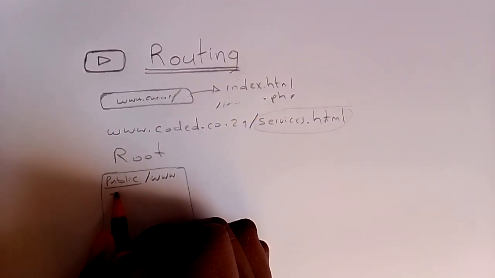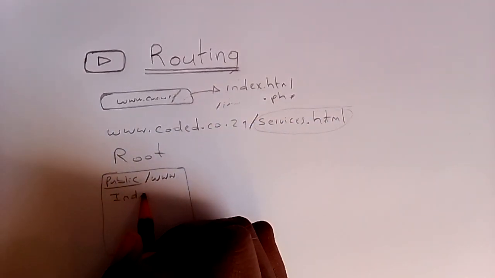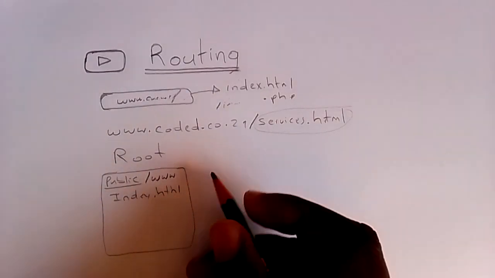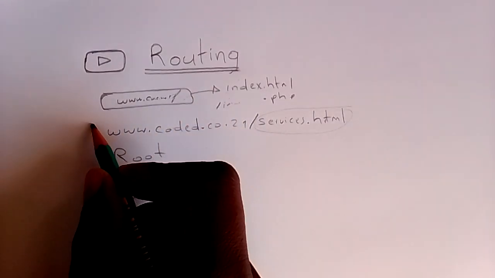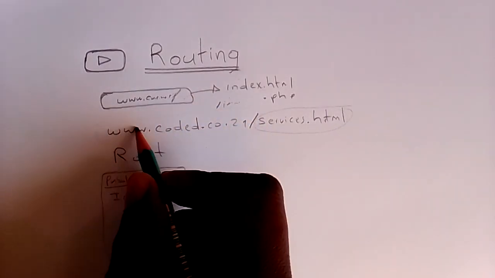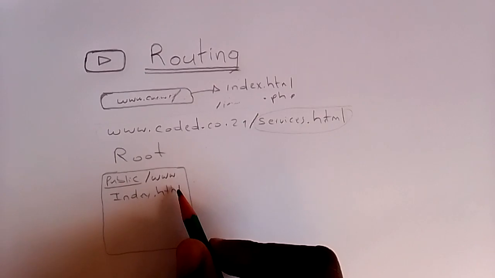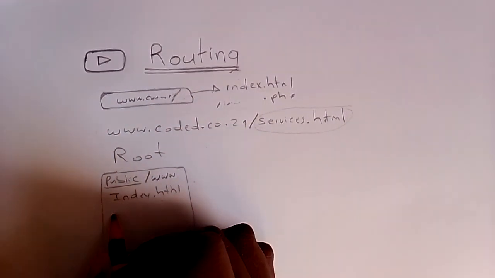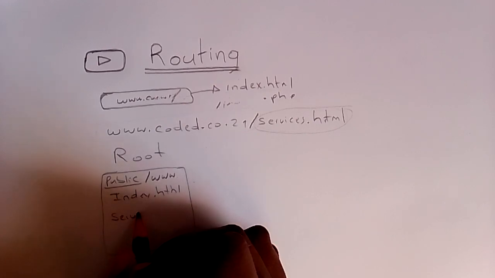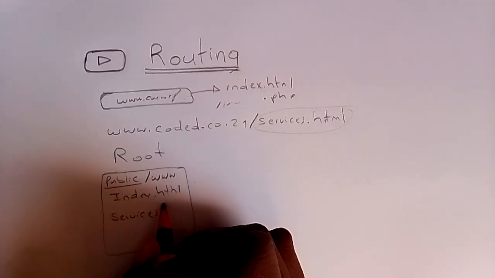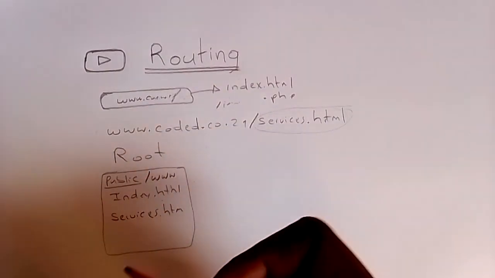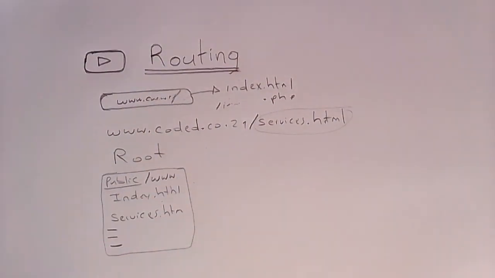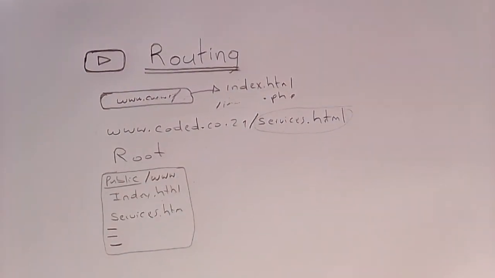Maybe the first one will be index.html. This is the file that is executed automatically as soon as you hit this domain, www.coded.co.za. The engine will load this file. But then when you click services on an HTML page, the page services.html will be loaded. So it is with about us, gallery, whatever. But now let's jump back straight to YouTube.